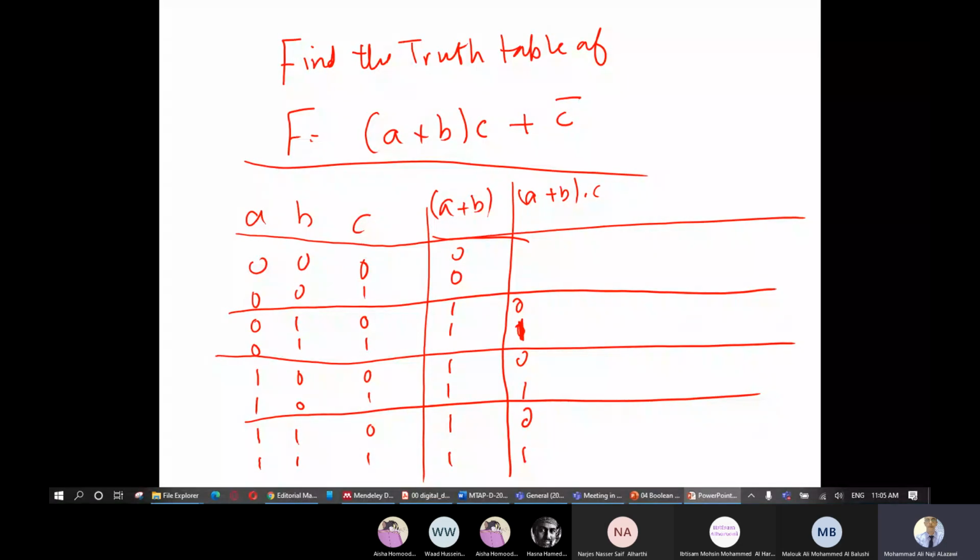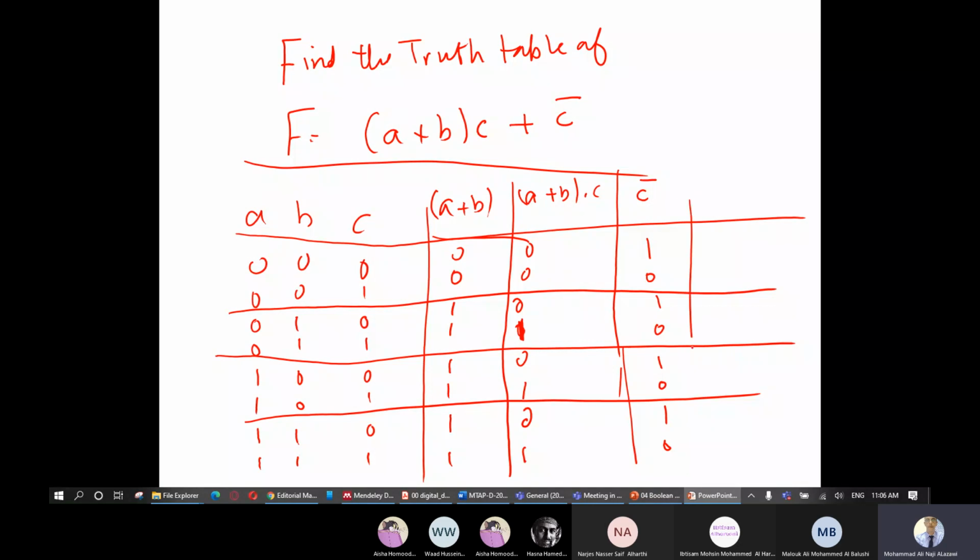Okay, 0 0. Now this one ORed with C prime, then I have to find C prime. C prime is 1 0 1 0 1 0 and 1 0. Now these two things have an OR relationship between them. Then F is equal, here I search for the ones, right? No, with OR I search for zeros.